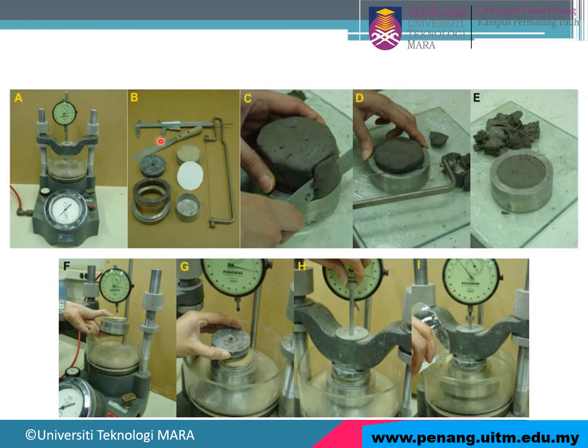Here we have the vernier caliper, and all the accessories. This is the soil sample. What you do is trim the sample so that it will insert into the mold for the oedometer. Then you trim the sample and install it.